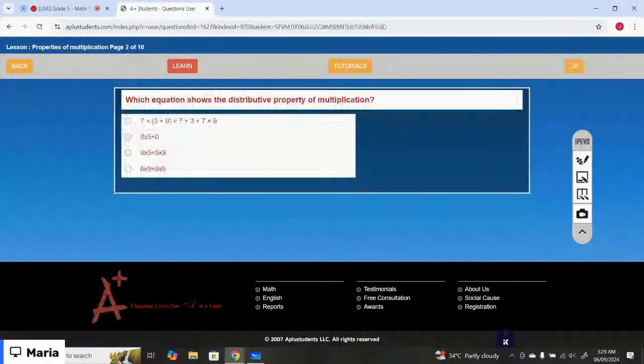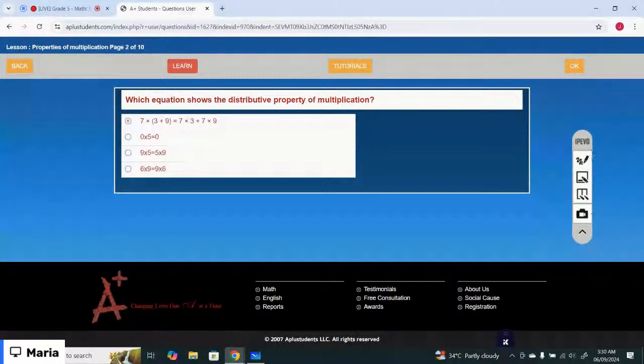Which equation shows the distributive property of multiplication? Which is the correct option? Option number 1 is the correct option, right? Distributive property always involves three numbers. Oh no, sorry, option number 1 is the correct option.